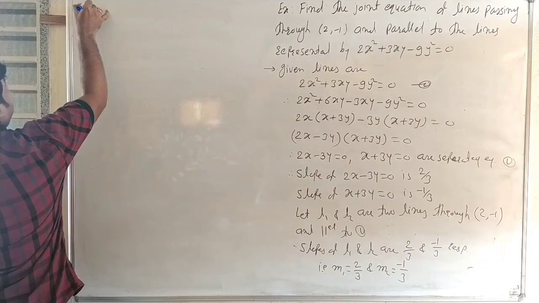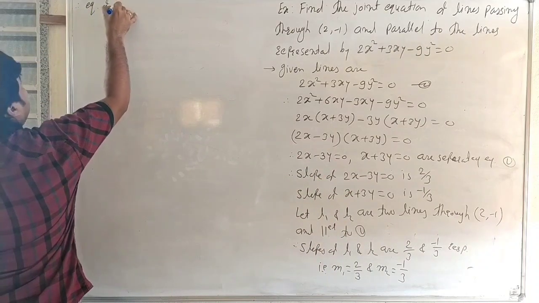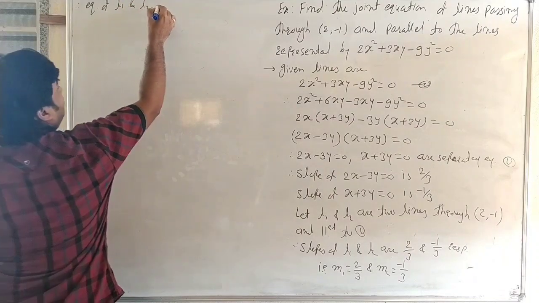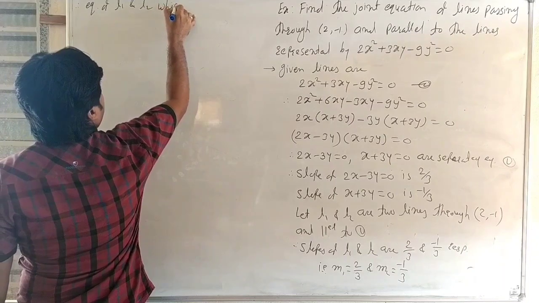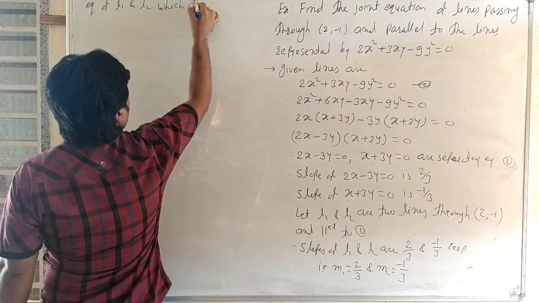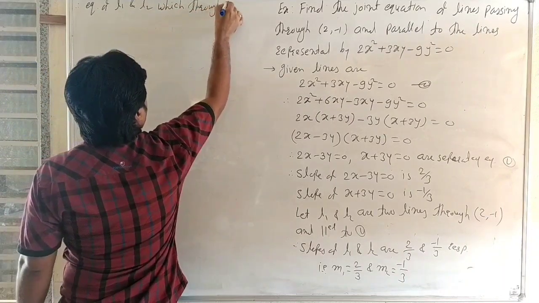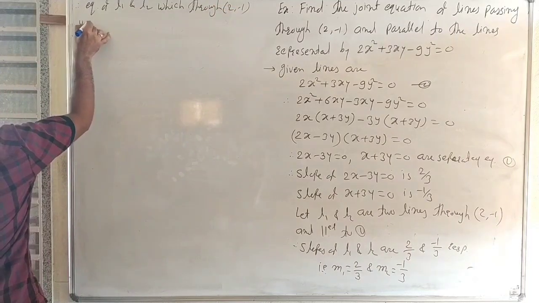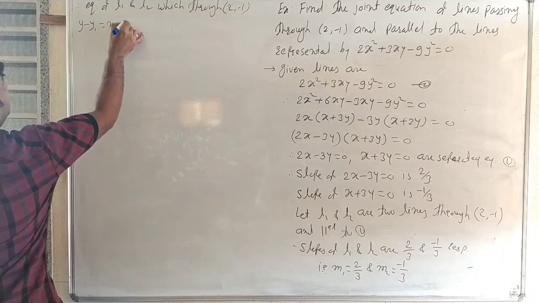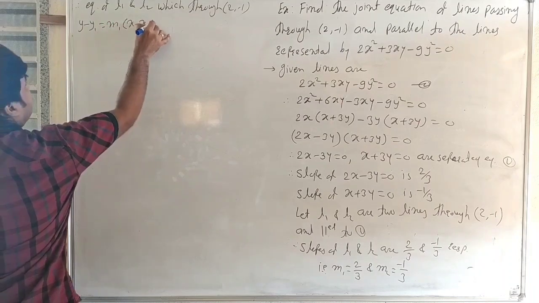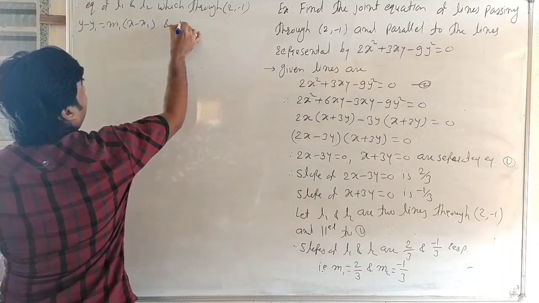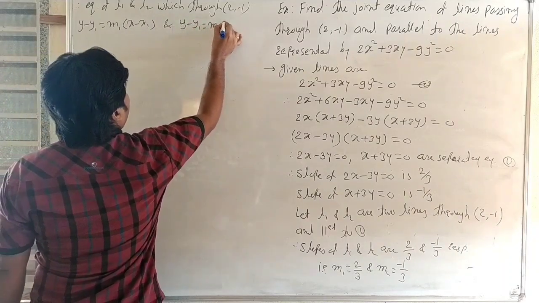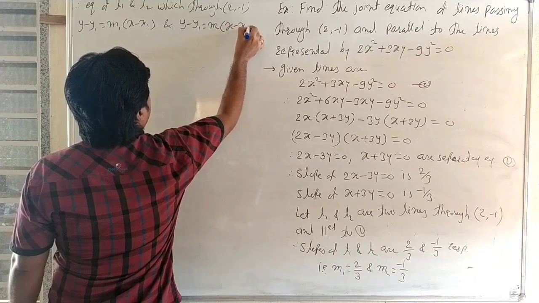Therefore, the equations of L1 and L2 which pass through (2, -1) are y minus y1 is equal to m1 into x minus x1, and y minus y1 is equal to m2 into x minus x1.